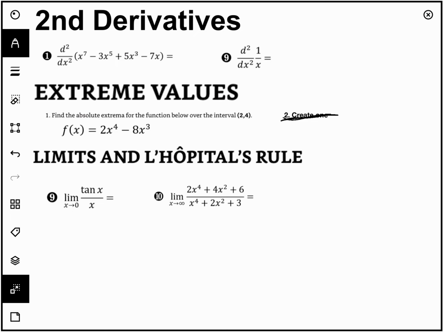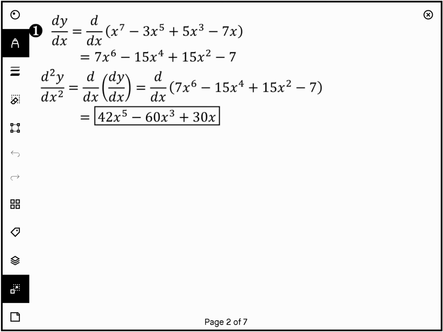Okay, now that you've tried it and you've gone as far as you can, let's check our answers. So the derivative of the original function up here, take the power, you get 7x^6. Take the power down, it's 3 times 5. Over here, take the power down, it's 3 times 5. And then here, it's just 7. And then again, take the derivative of this again to get the second derivative. So it's going to be 7 times 6, 6 minus 1, 15 times 4, 4 minus 3, and then 15 times 2, 2 minus 1.